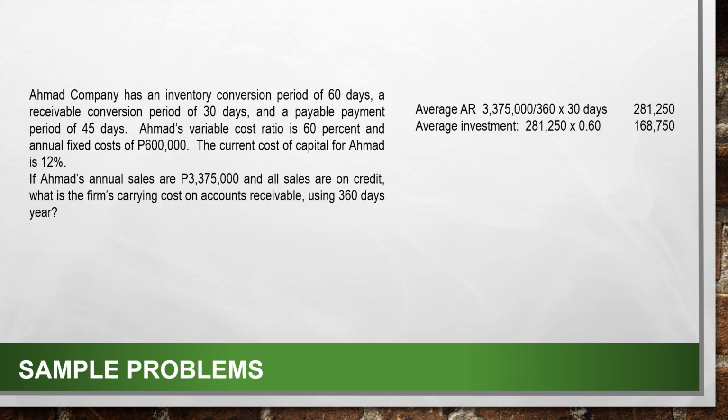So our average investment would be 281,250 multiplied by the cost ratio to get the cost of sales. So 60%, so we get 168,750. Therefore, our carrying cost for this receivable investment, we just multiply that with 12%, so we get 20,250. Okay, so this is the carrying cost of our accounts receivable, 20,250.